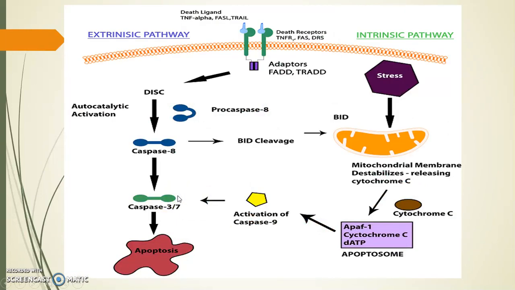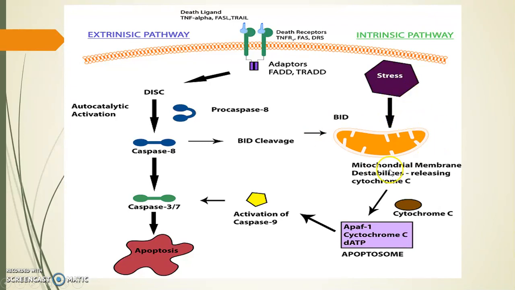These are the pathways which are involved in apoptosis. This one is the intrinsic pathway and this is the extrinsic pathway. The intrinsic pathway is totally mitochondria dependent. It initiates when cytochrome C is released from the IMS to the cytoplasm.